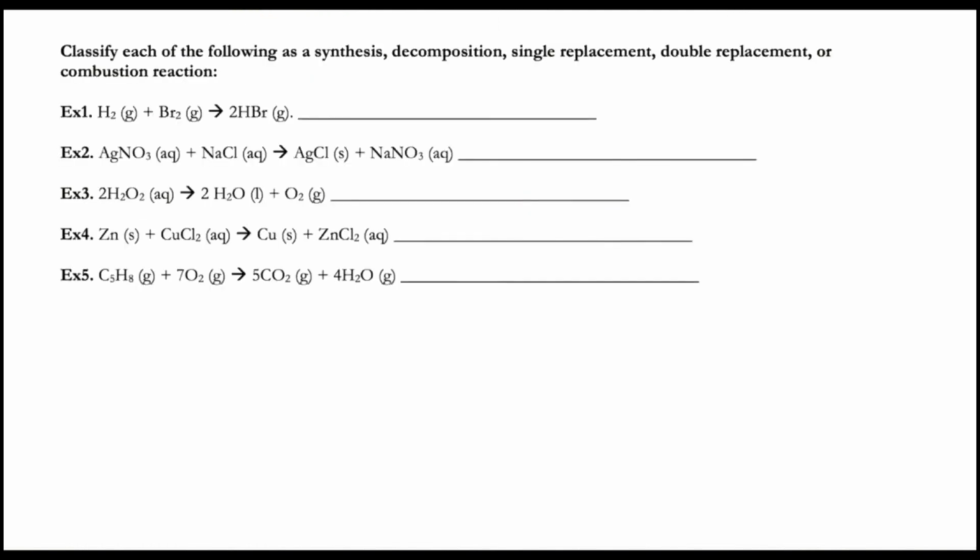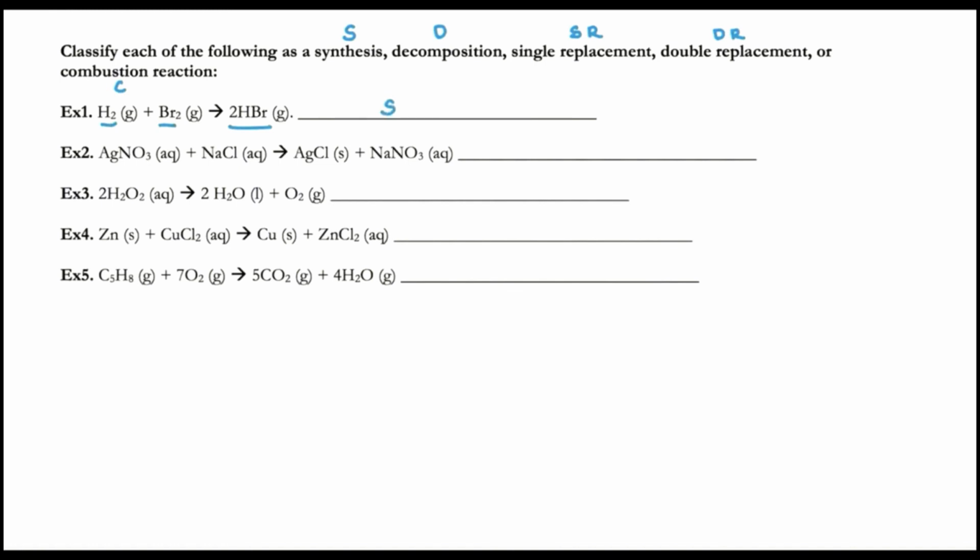So let's work on actually just classifying these. So I'm going to simplify this. I'm going to put synthesis. This is going to be decomposition. This is going to be single replacement, double replacement, just to have a shorthand, and then combustion. All right. So notice, for example 1, I've got hydrogen and bromine reacting together to form 1 compound. So this is going to be a synthesis reaction.